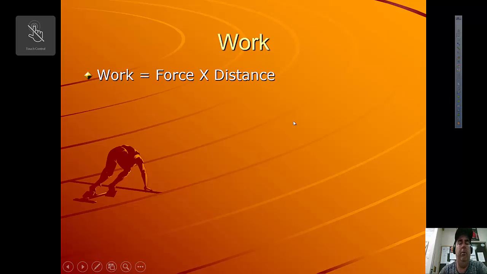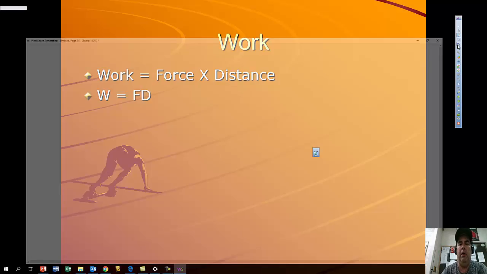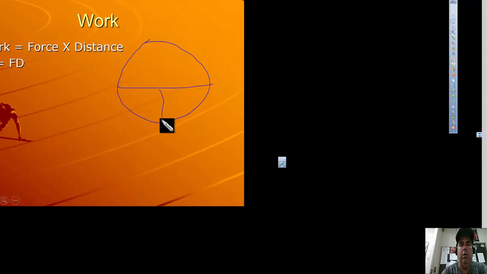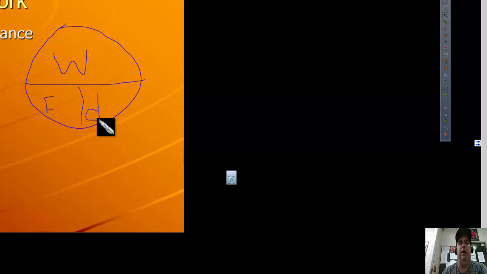Work is going to be equal to force times distance. W equals F D. Now I'm going to go ahead and put the circle equation up here real quick. If we look at our circle equation, you're going to have work up here, force down here, and distance there. So work is going to be the one that ends up being on top.